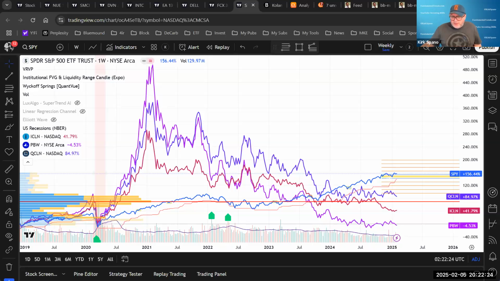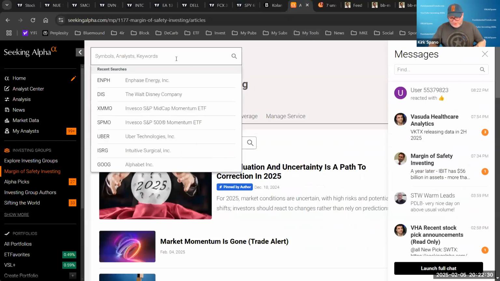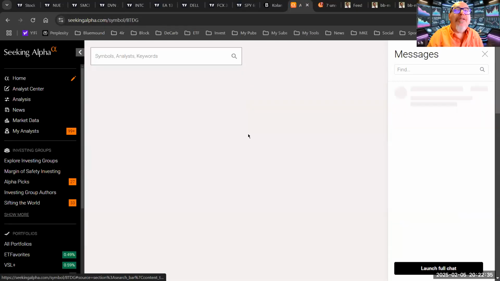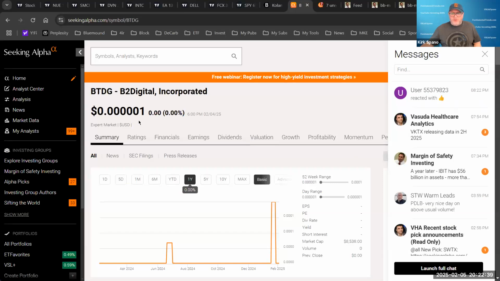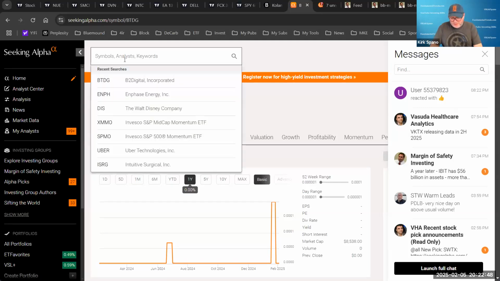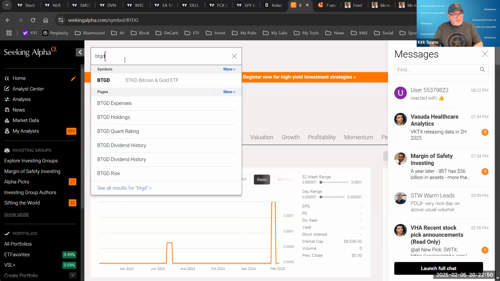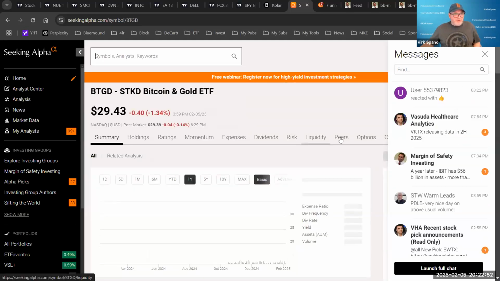Any thoughts on ETF BTGD? Anybody know what that is? That's my thought. What is it? B2 Digital. Is this seriously a penny stock? I don't know what this is. This symbol's got to be wrong. BTGD. I put it in DG. BTGD, not DG. All right. I thought it was a joke.